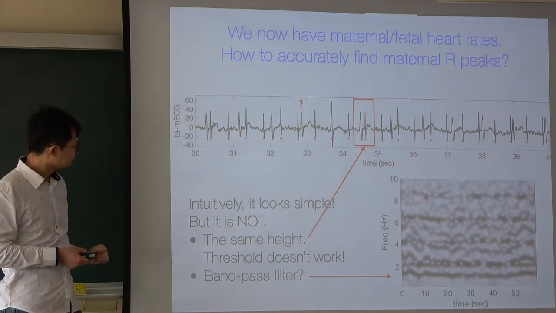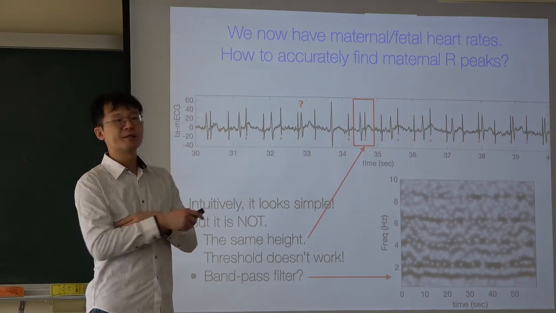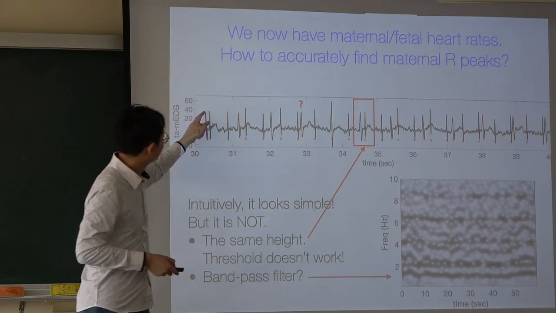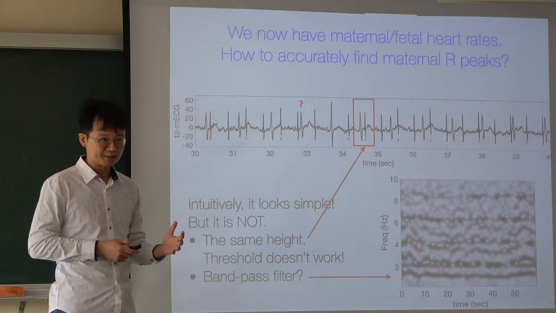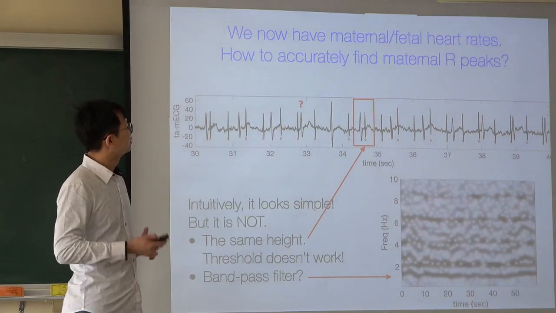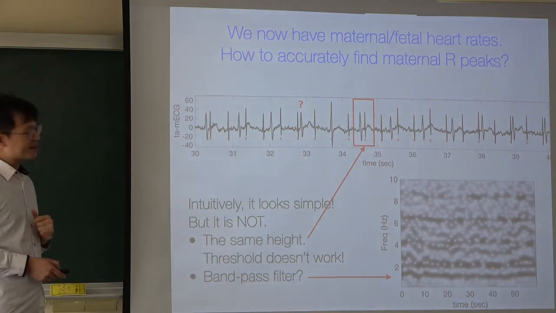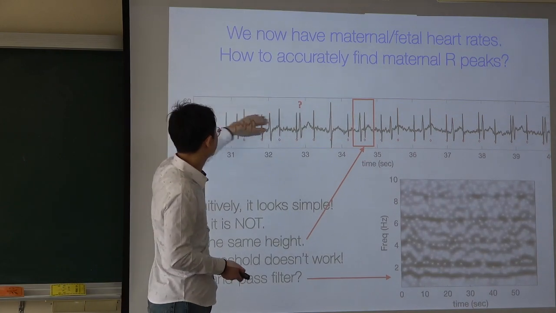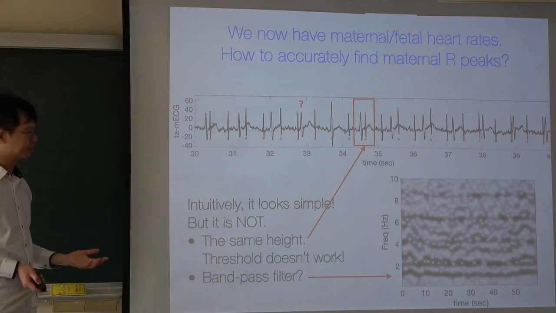That is our goal. But how to convert from the fetal or maternal heart rate to the R peaks? Once you get R peaks, then you can determine heart rate, but how do you reversely determine R peaks from the heart rate? You may say intuitively it's easy. Come on, they are just spikes, we can easily do some truncation. But it turns out that's not true.